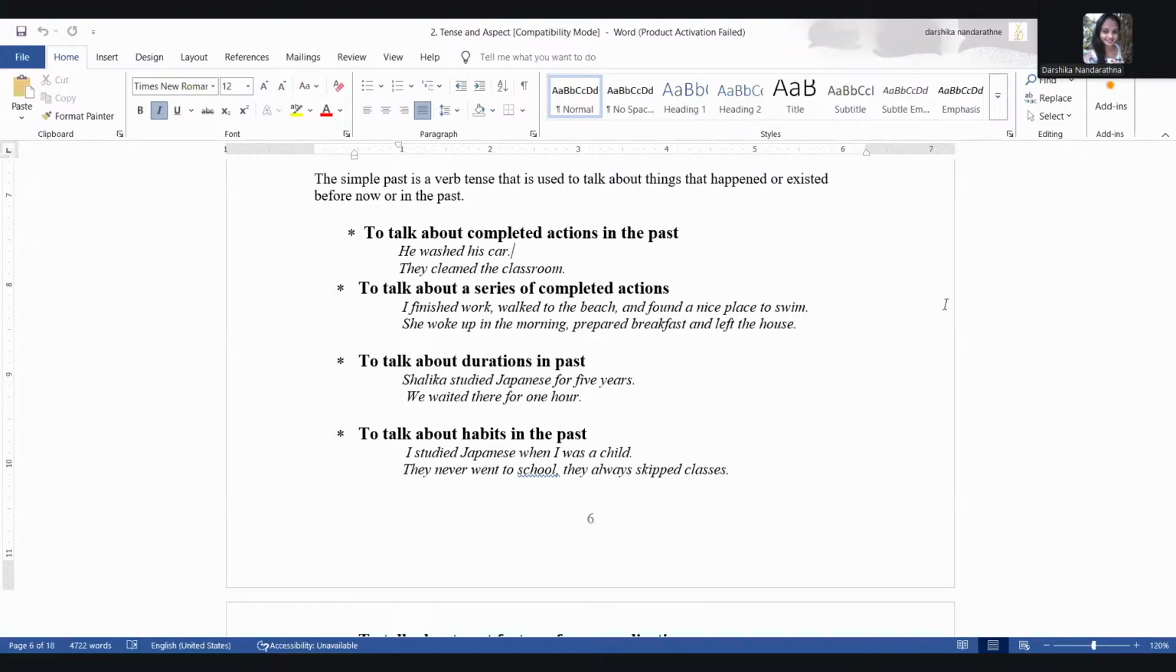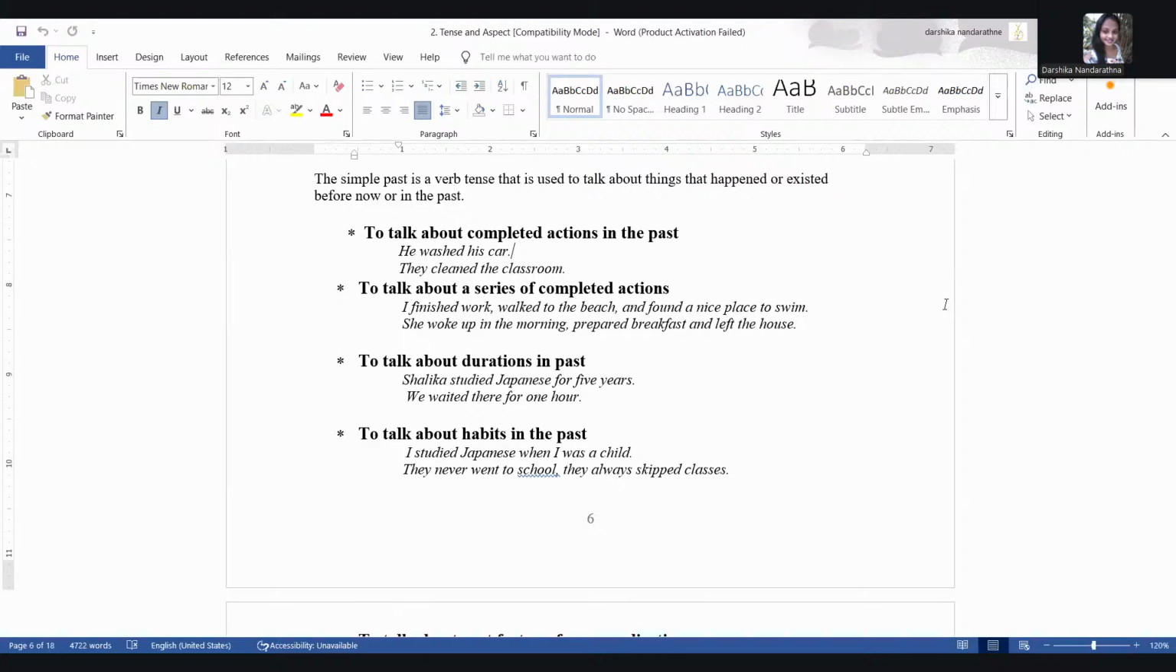Then to talk about durations in the past, that is easy. Shalika studied Japanese for 5 years. We waited there for 1 hour. Those are durations in the past, Pute, not present. Past durations. When there is a past duration, once again we use past tense.